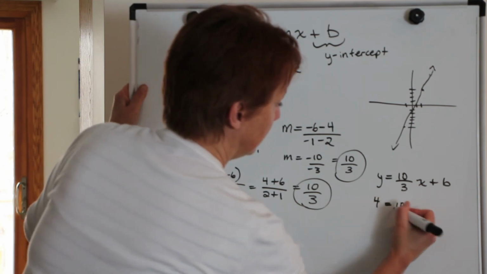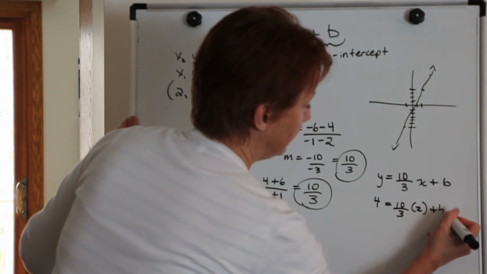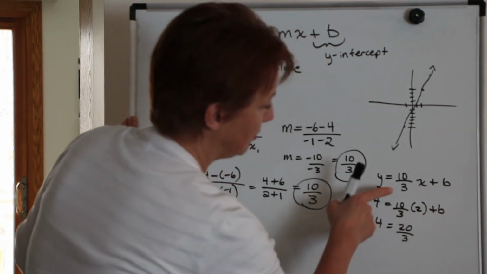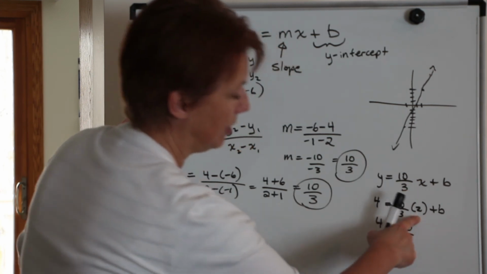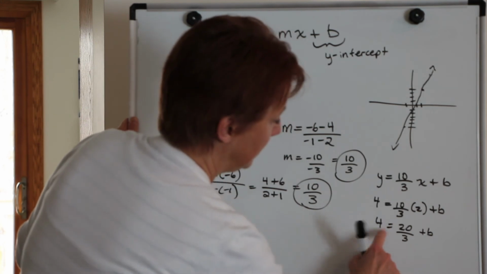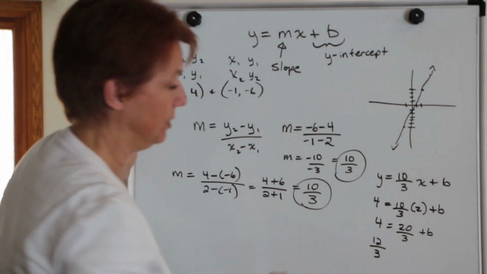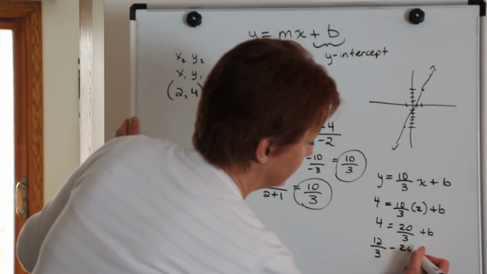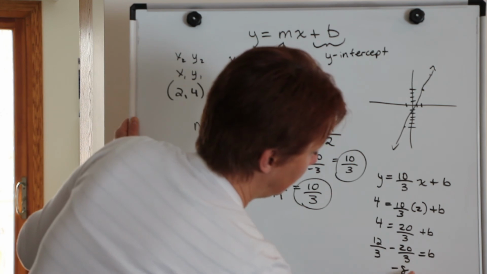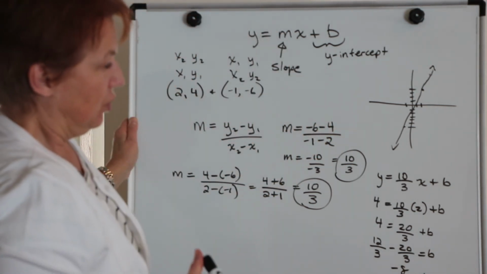4 equals 10 over 3 times x, which is 2, plus b. So 4 is equal to 20 over 3. Remember, the top times the top, the bottom times the bottom. The bottom here is just 1, plus b. I'm going to make this 12 over 3 because I need a common denominator. And minus 20 over 3 is equal to b. And we get negative 8 over 3 is equal to b, which is negative 2 2/3.